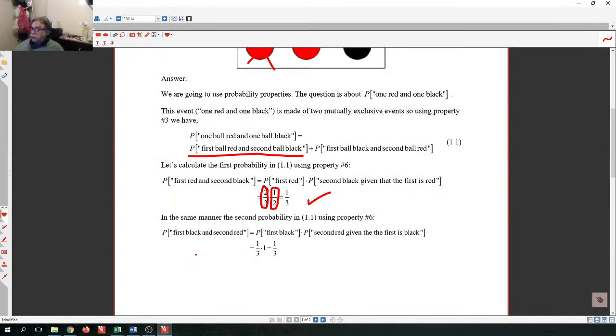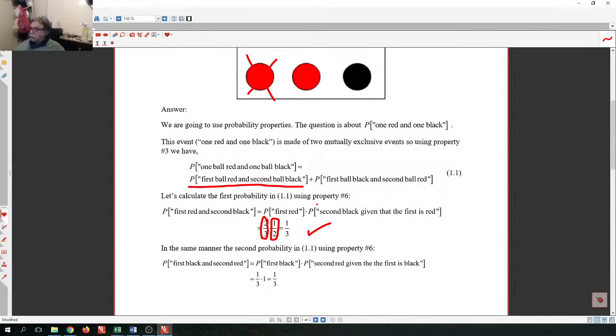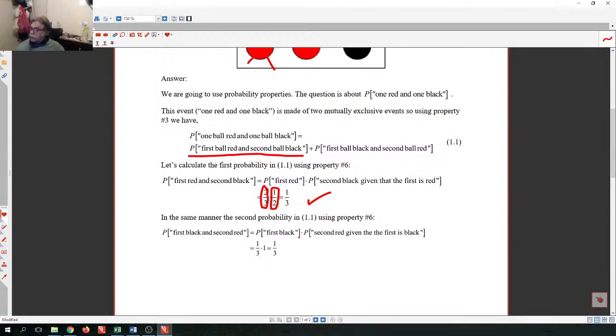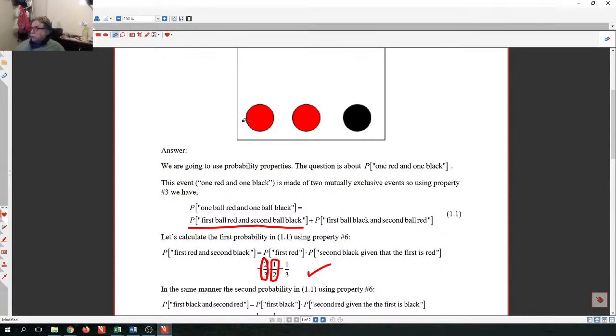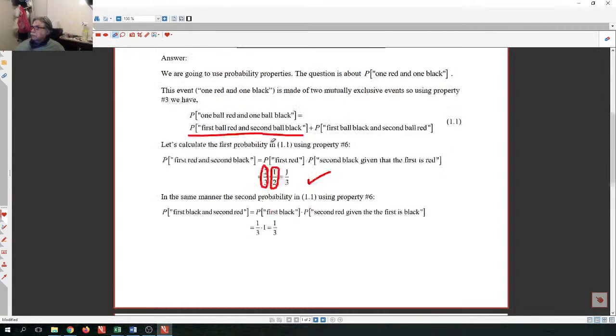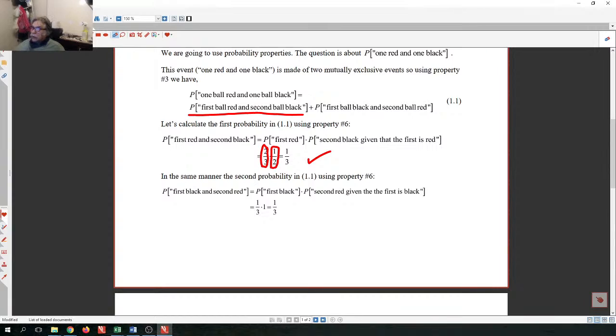Right? So again, the probability the first one is black and the second is red is the same as the probability the first one is black times the probability the second is red given that the first one is black. Okay, so now we can calculate both of these probabilities. The probability the first one is black: 1 is black, 3 balls, so that's 1 out of 3. The chance of the first ball drawn being black is 1 out of 3.